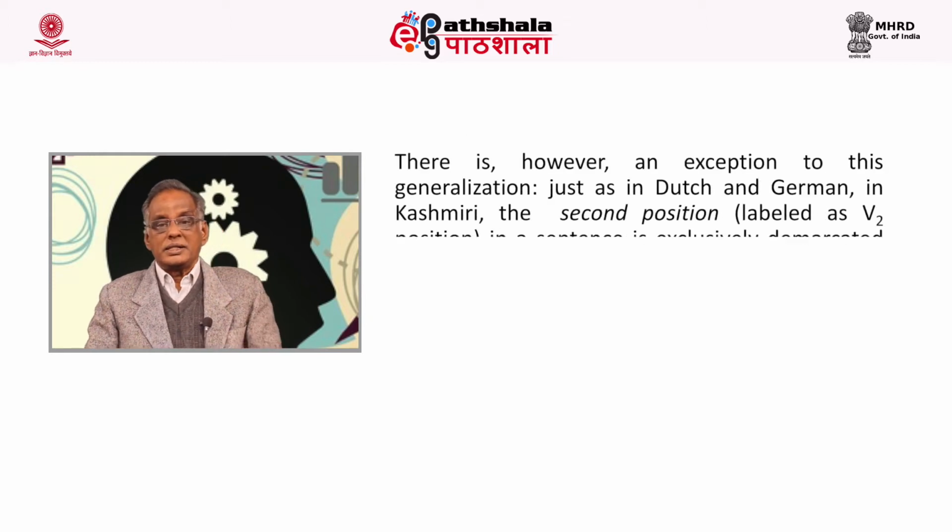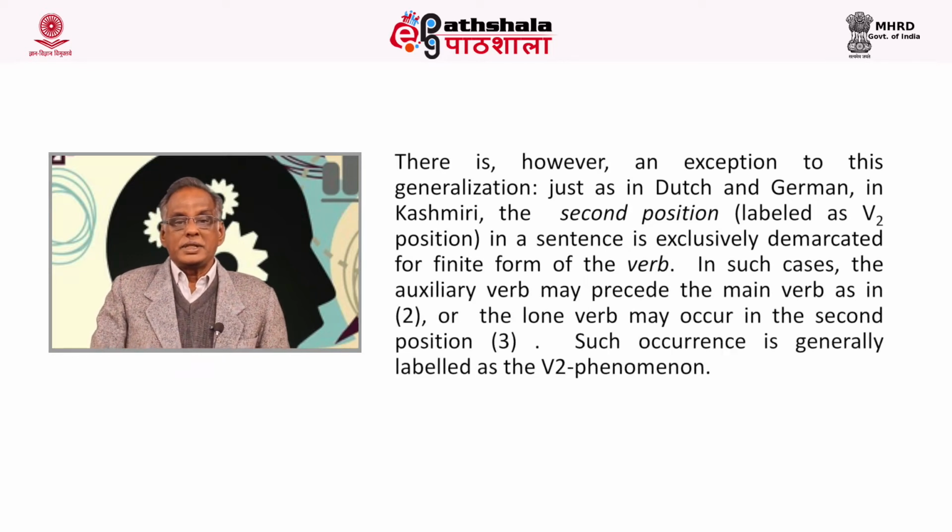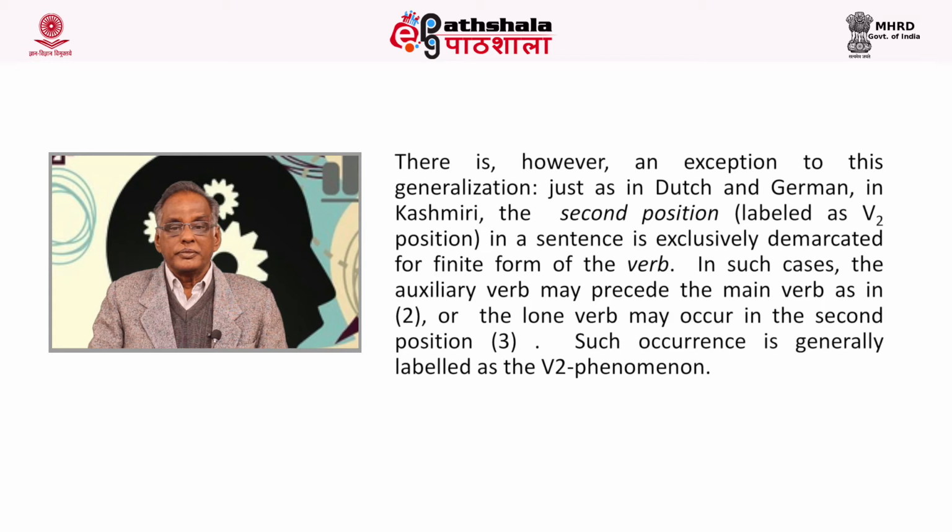However, just as in Dutch and German, Kashmiri also exhibits what we call the V2 position. The verb occurs in the V2 position. Therefore, Kashmiri is called a V2 language. So these sentences are exclusively demarcated for finite form of the verb. In such cases, the auxiliary verb may precede the main verb as in 2, or the lone verb may occur in the second position as in 3. Such occurrence is generally labeled as the V2 phenomenon.